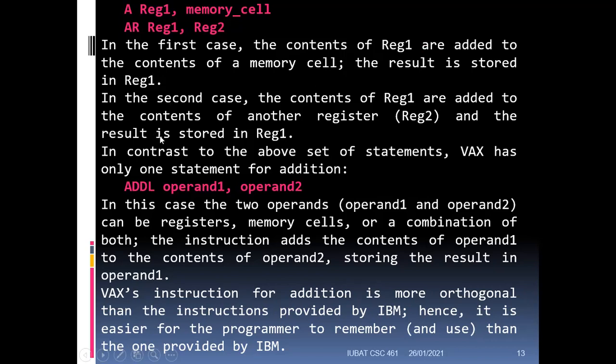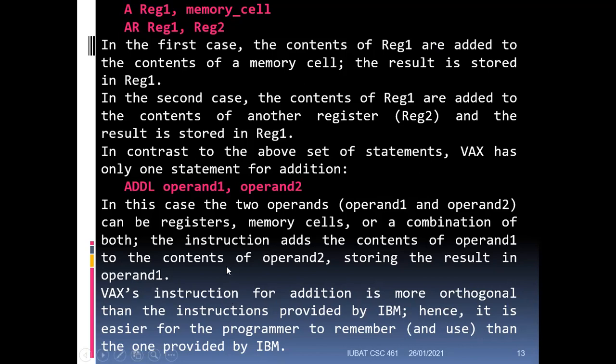In the second case, the contents of register 1 are added to the contents of register 2, and the result is stored in register 1. So you see, both are doing the same thing, adding the data from register 1 and a memory cell or register 2, and then storing the result in register 1. They're both the same operation, but if you look at the instruction, the first one is A, the second one is AR. So for doing the simple add operation, you have two statements. One developer can use the first statement, another developer can use the second.